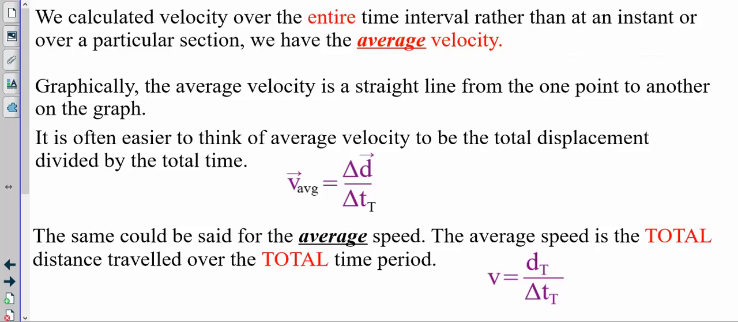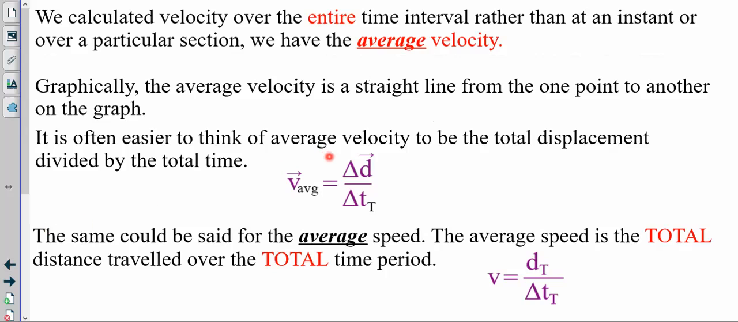So since we calculated the velocity over the entire interval, we've technically calculated the average velocity. Now for the graph that we have, the average velocity would have been the exact same as just the velocity. It still would have been 1 meter per second going north. Sometimes if your graph starts having ups and downs, the average velocity would definitely be different than the actual velocity at any given point in time.